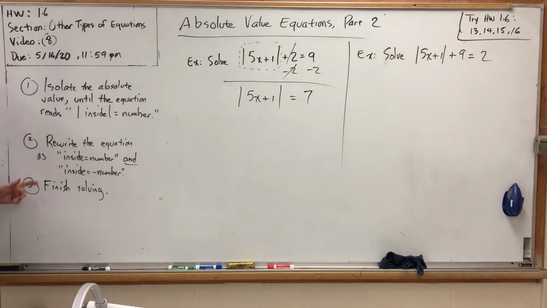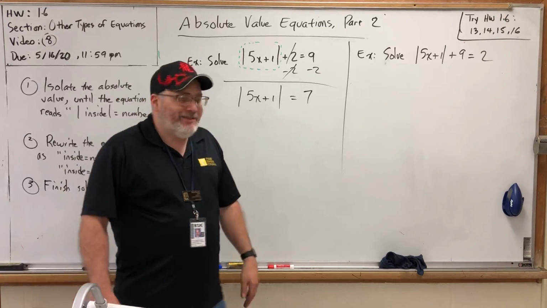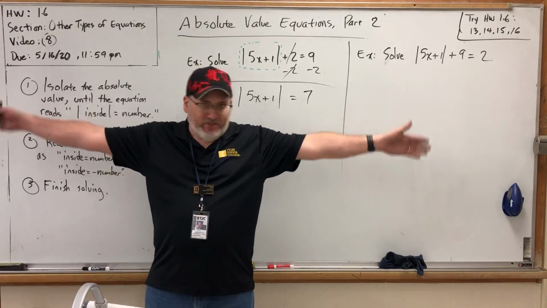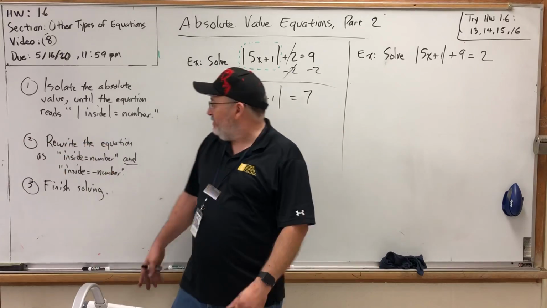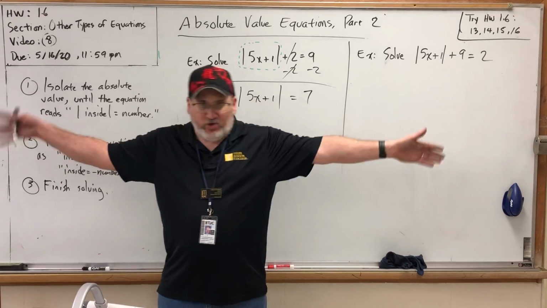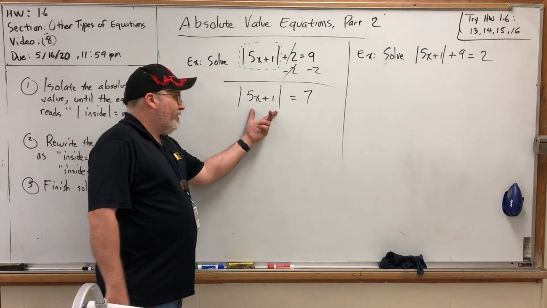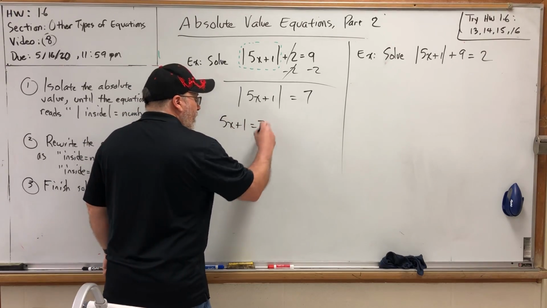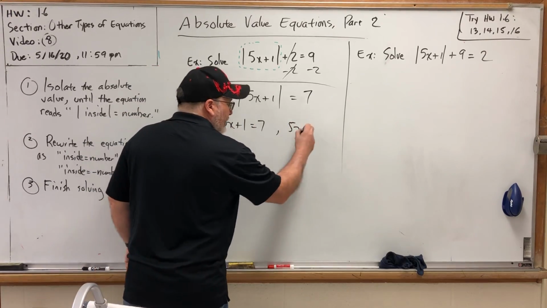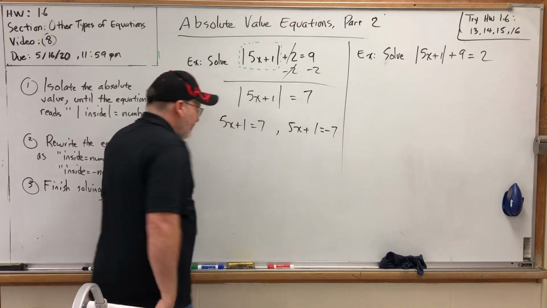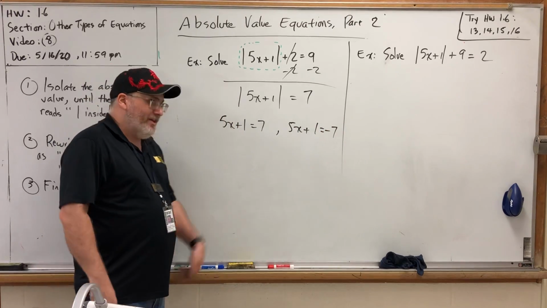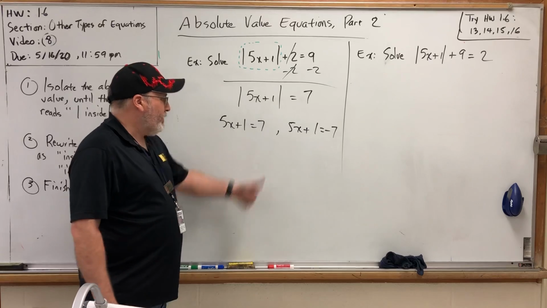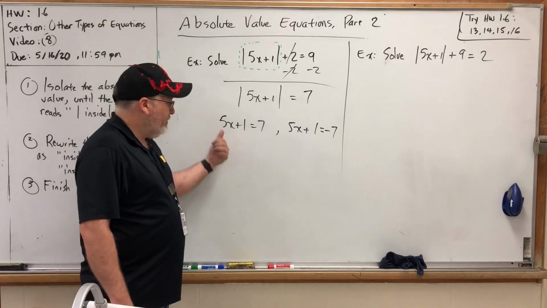Or, as this says, rewrite the equation as inside equals the number and inside equals the negative number. Frankly, I think the picture of being 7 spaces from 0 makes a lot more sense. These words I understand, but this picture I can see. So this guy to the right of 0 has to equal 7, and this guy to the left of 0 would have to be negative 7. I'm not going to dilly-dally solving these. Subtract 1 from both sides, that'll make this a 6, and then divide by 5.